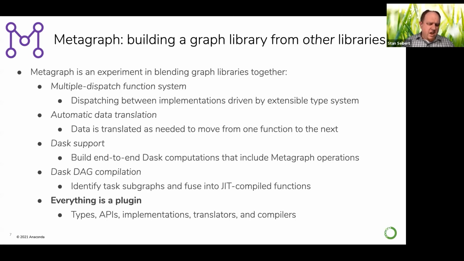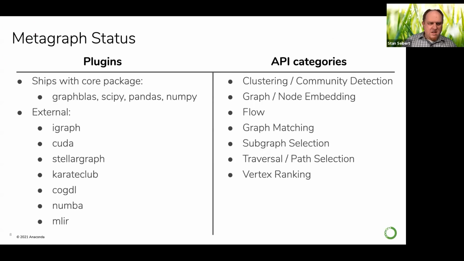And then the final thing is everything's a plugin. So all of the types, all the APIs, implementations, translators, compilers, everything is extensible. So the core of Metagraph is very small, I would say, and all of the real work can happen in plugins. And this allows you to build out an ecosystem of packages around it. So we'll talk a little bit about how all this works in practice so you'll get a feel for it over the course of the talk.